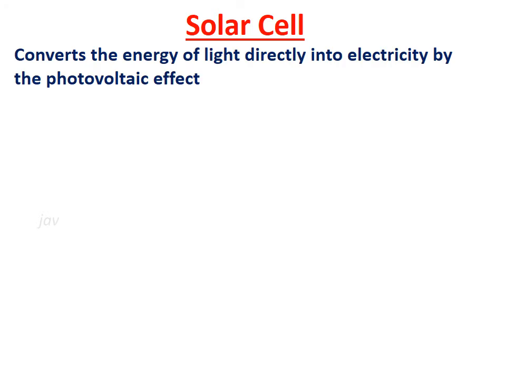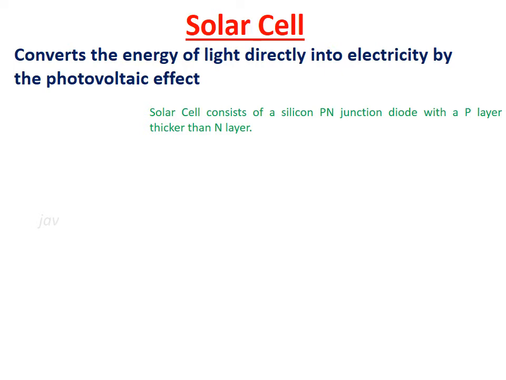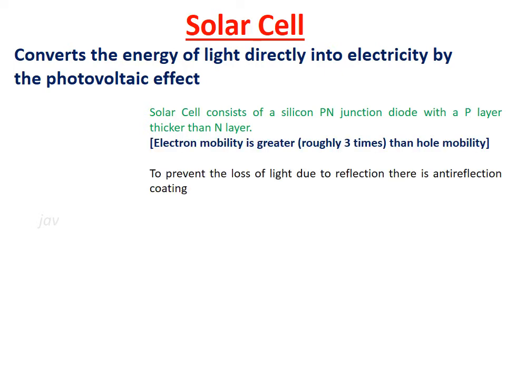Solar cell. A solar cell converts light into electrical energy by the photovoltaic effect. A solar cell consists of a silicon p-n junction diode with the p layer thicker than the n layer. Why is the p layer thicker than the n layer? Because electron mobility is greater than hole mobility. To prevent the loss of light due to reflection, there is an anti-reflecting coating.